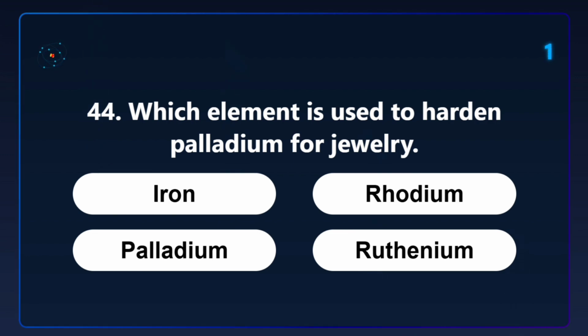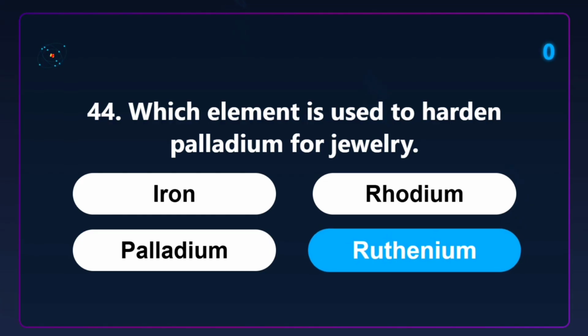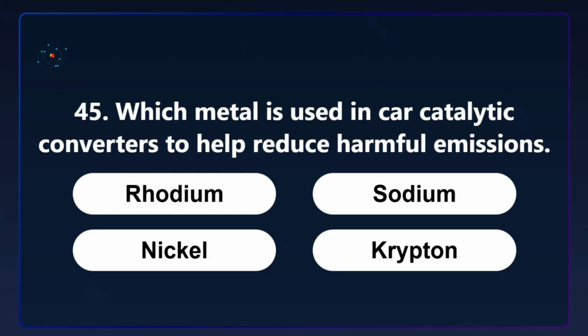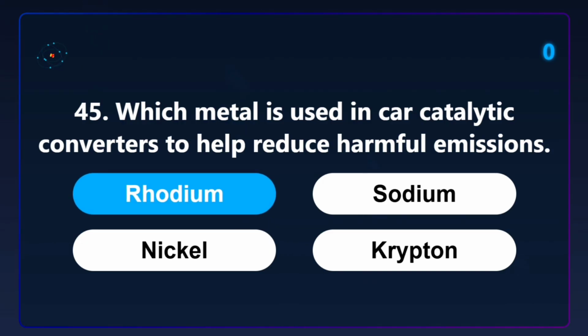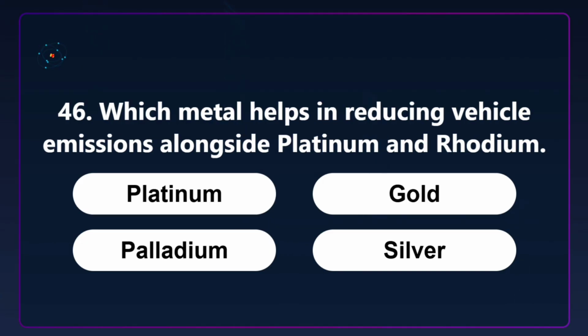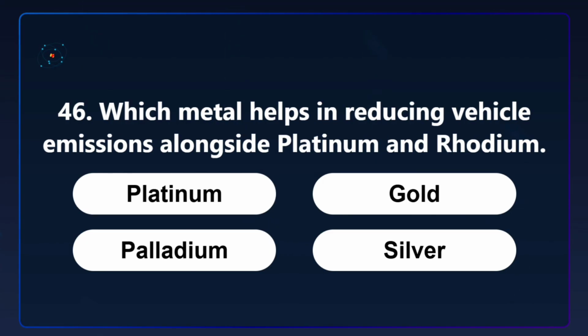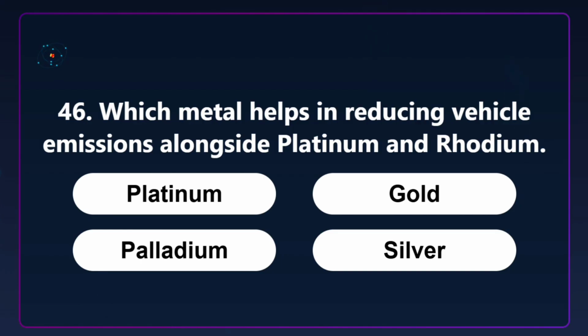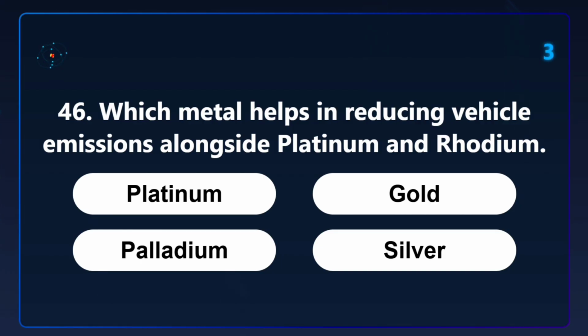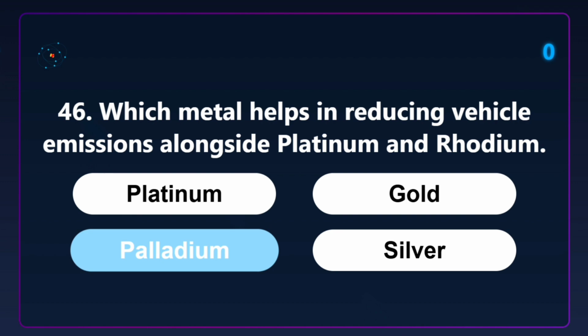The answer is ruthenium. Question 45. Which metal is used in car catalytic converters to help reduce harmful emissions? The answer is rhodium. Question 46. Which metal helps in reducing vehicle emissions alongside platinum and rhodium? The answer is palladium.